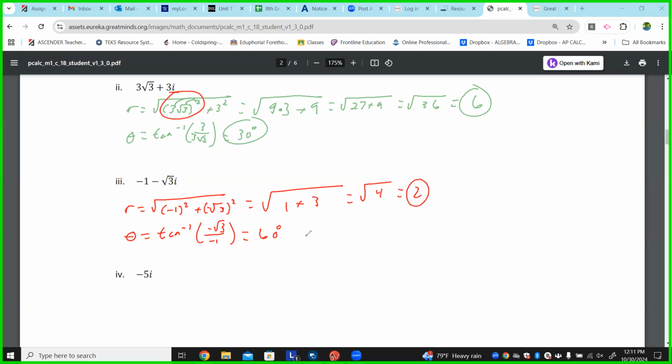But you got to pay attention to the coordinate. So the coordinate here is a negative comma a negative. So then I know I need to fall in quadrant 3. So in quadrant 3, what do I need to do? Plus 180, and that gives me 240. Any other questions like that?